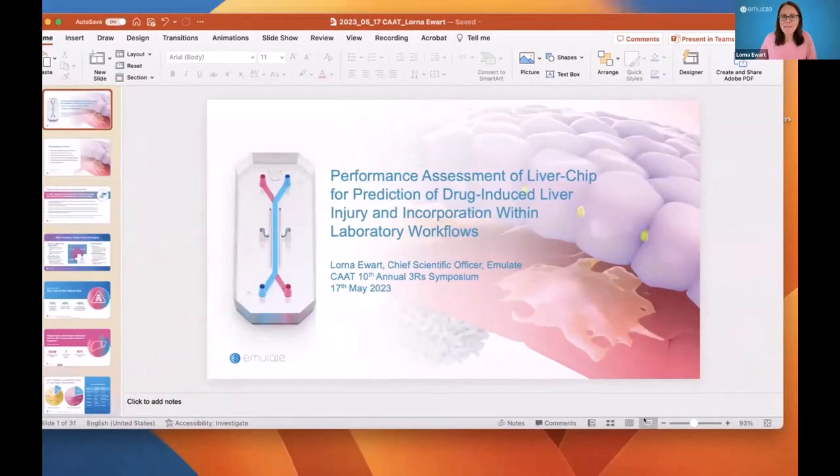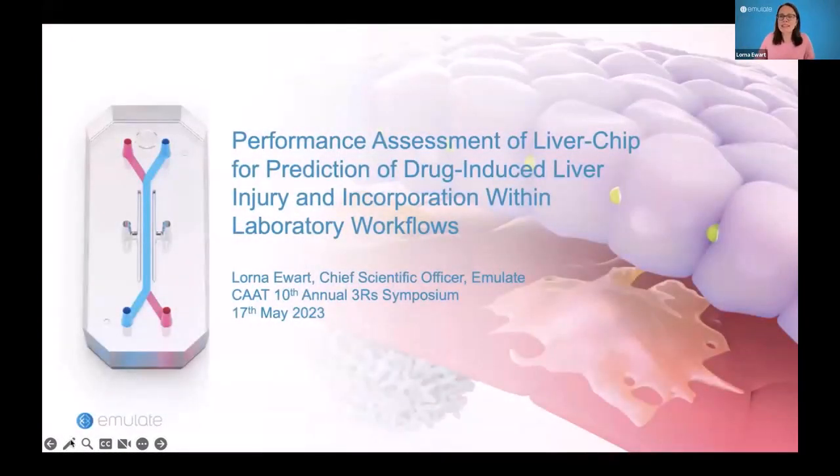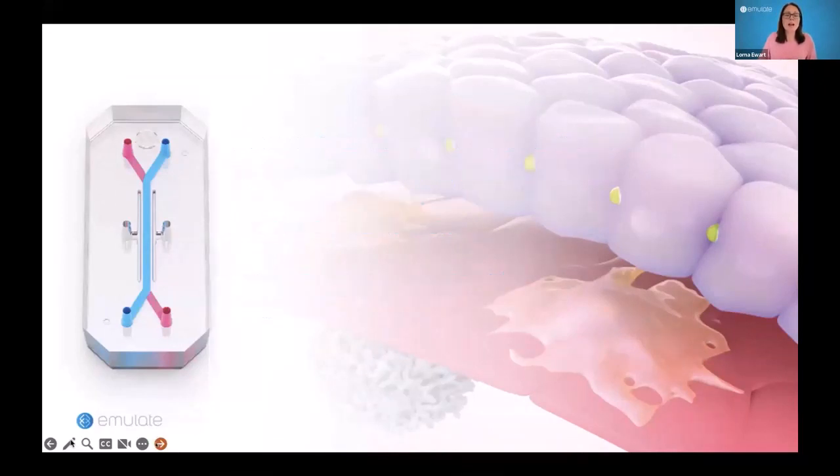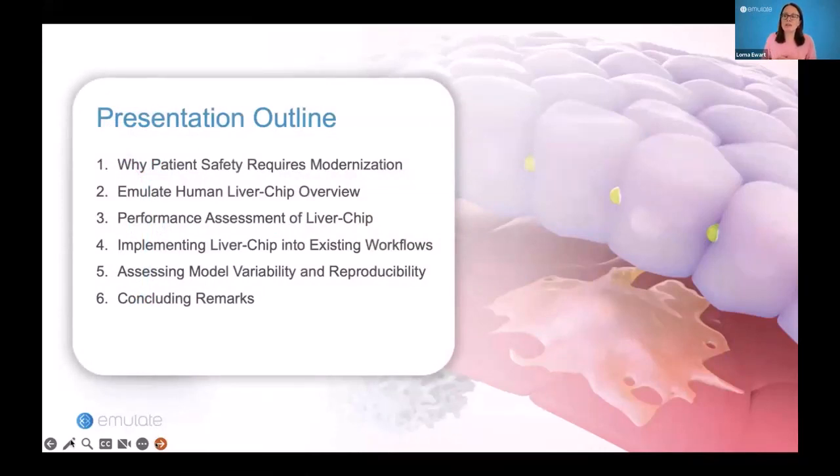Okay, so yes, as it was said in the introduction, I will be today presenting work that we've recently published using our human liver chip and how we've been able to use it to predict drug-induced liver injury. And then importantly, what we would really love to see with organ-on-a-chip technology, of course, is that it's incorporated much more into laboratory workflows. And I'll talk a little bit about that. And given that we're in a 3Rs symposium, I'll show how we believe that the incorporation of liver chip into routine workflows may also start to have an impact on the 3Rs.